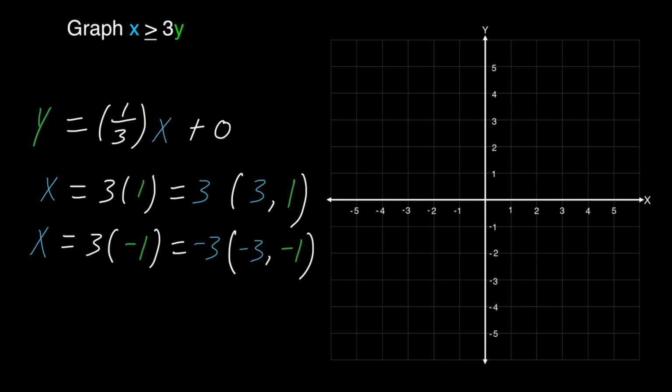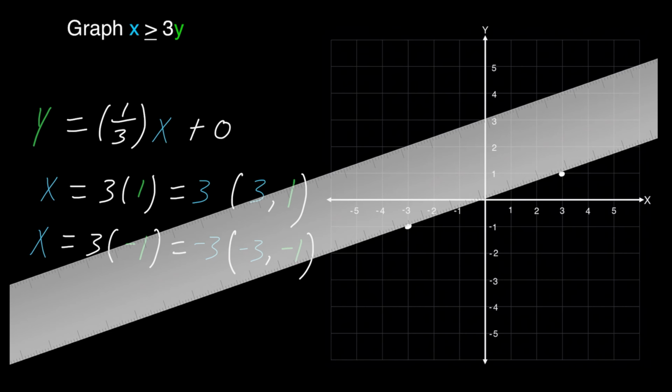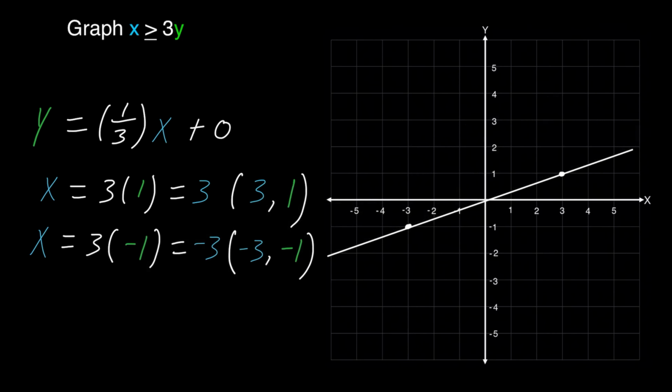Now let's go ahead and plot these points. 3, 1. X is 3, y is 1. That's going to be right there. And -3, -1. So we're going to go -3, -1, right over there. Now again, before we draw this line, is it going to be dashed or is it going to be a solid line? Well, over here we have the greater than or equal to. And because it has that equal to, we're going to draw a solid line. Now let me go ahead and draw this solid line and put in some arrows.